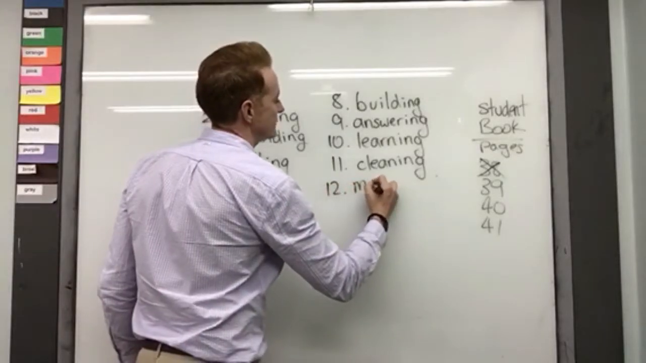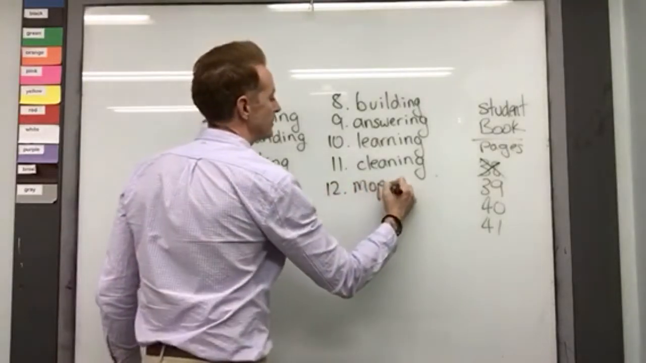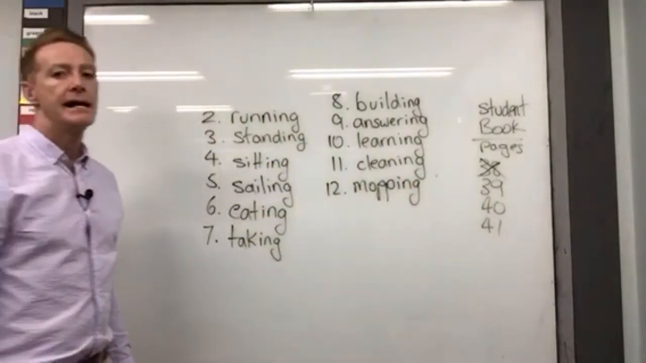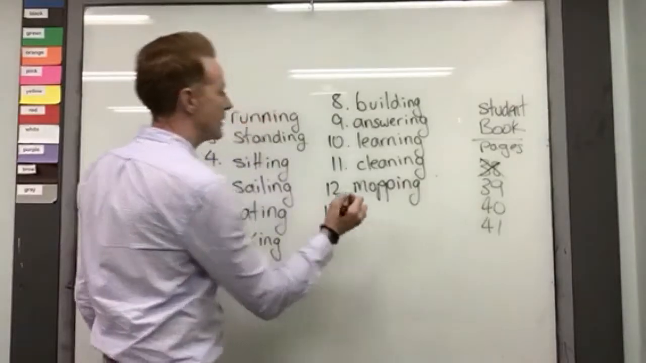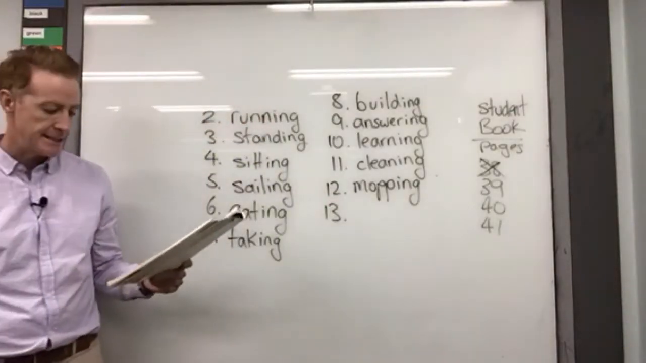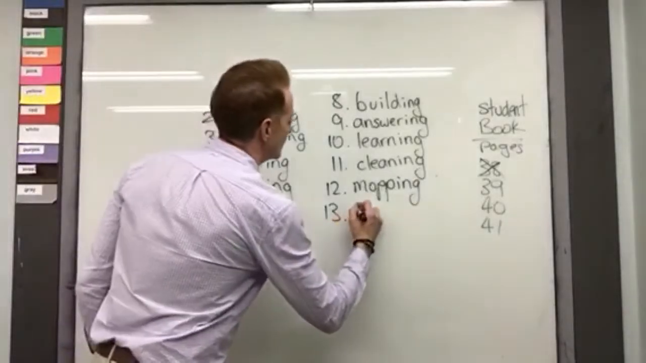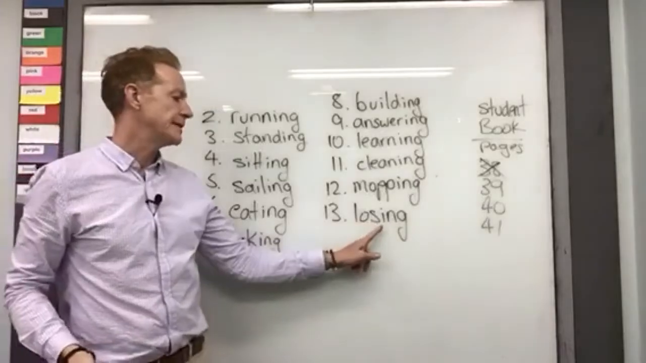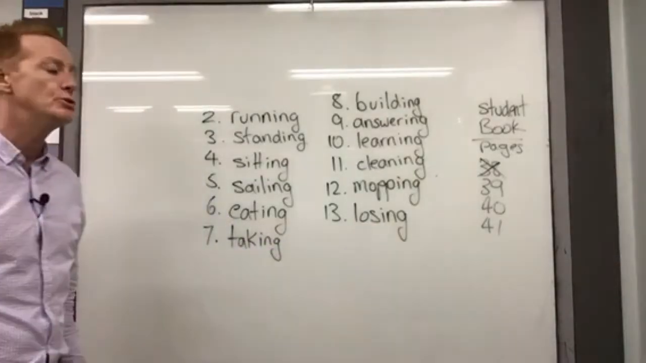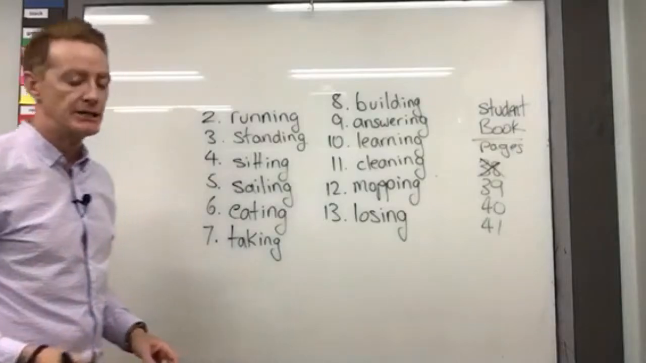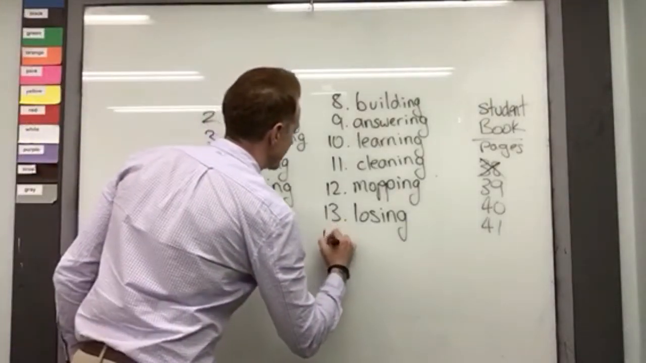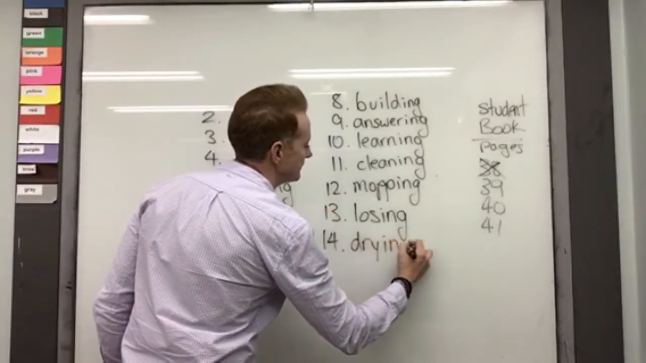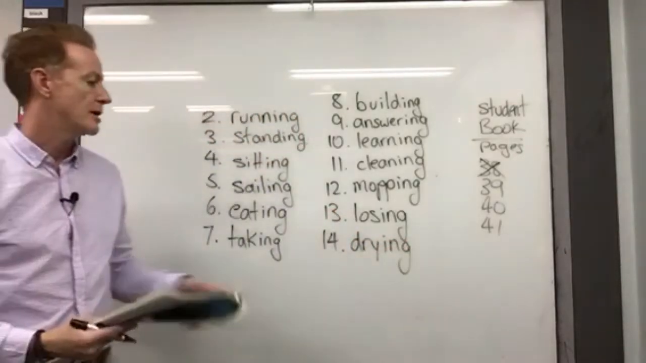Number 12, mop. Now this one you do have to double the last letter. So it's 2 P's. M-O-P-P-I-N-G. Mopping. Number 13 is lose. We are losing the game. No E, so drop the E and add ing. Losing, L-O-S-I-N-G. And the last one is dry. Drying. So just add ing.